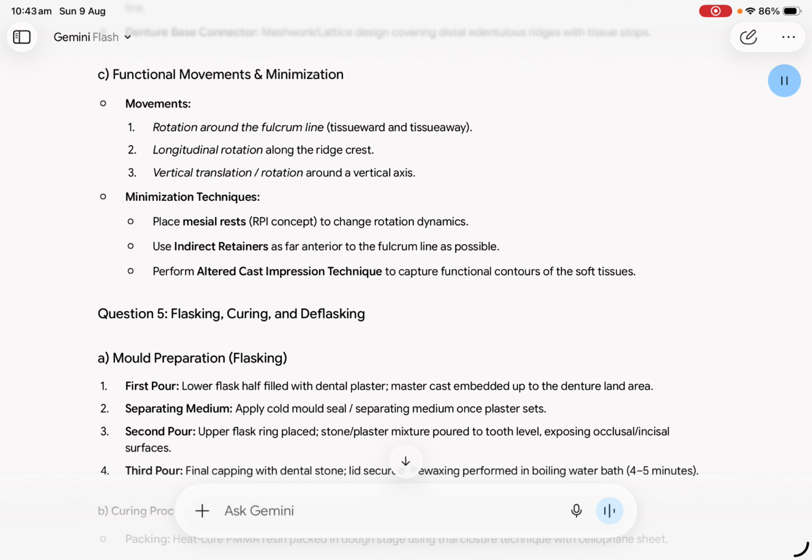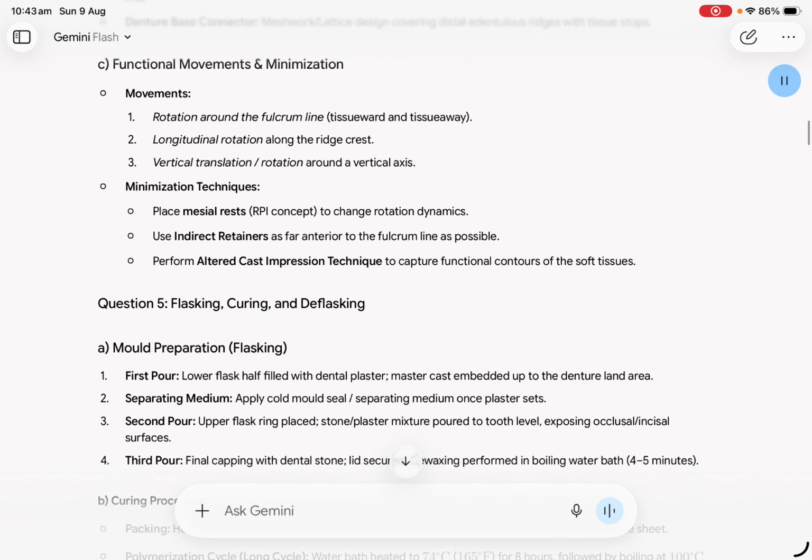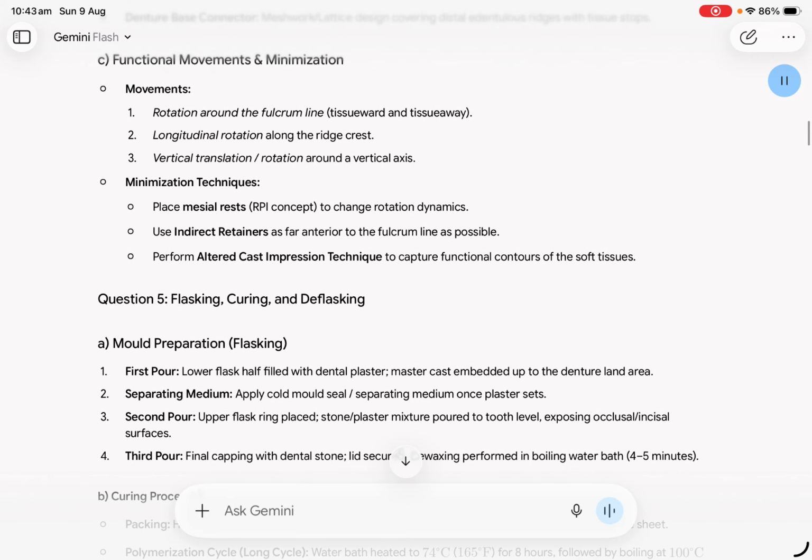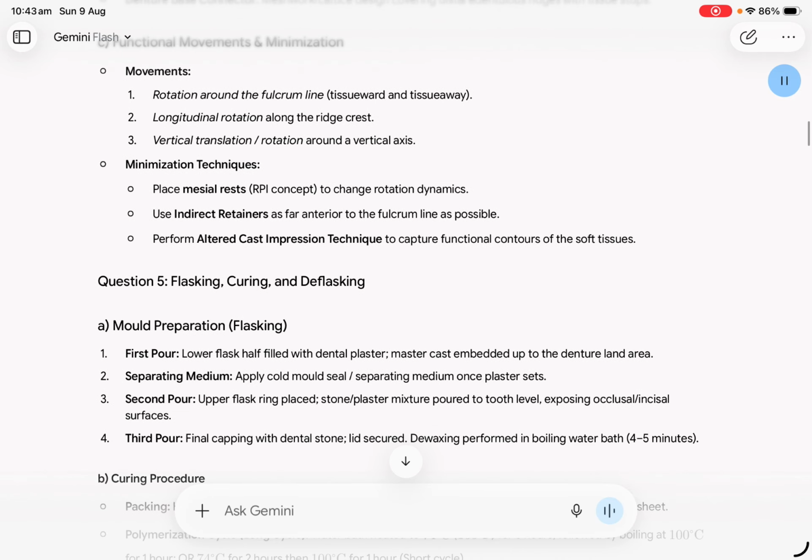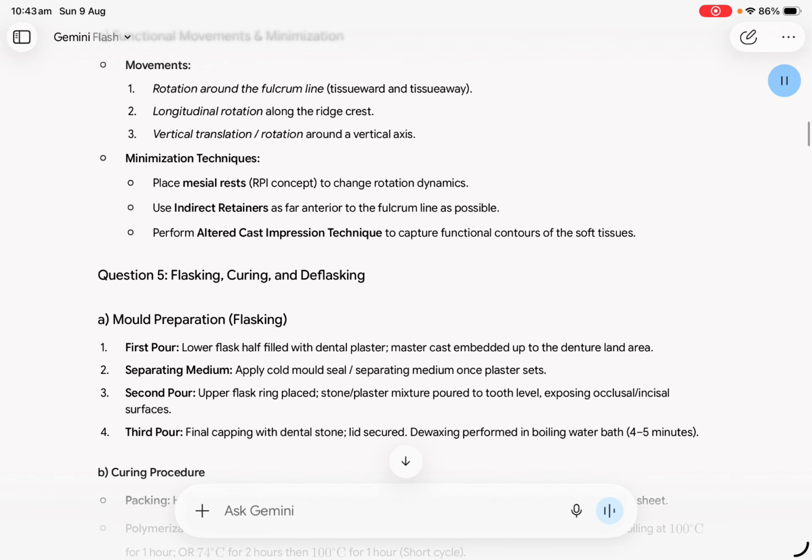Minimization techniques. Place mesial rests, RPI concept, to change rotation dynamics. Use indirect retainers as far anterior to the fulcrum line as possible. Perform altered cast impression technique to capture functional contours of the soft tissues. Question 5.